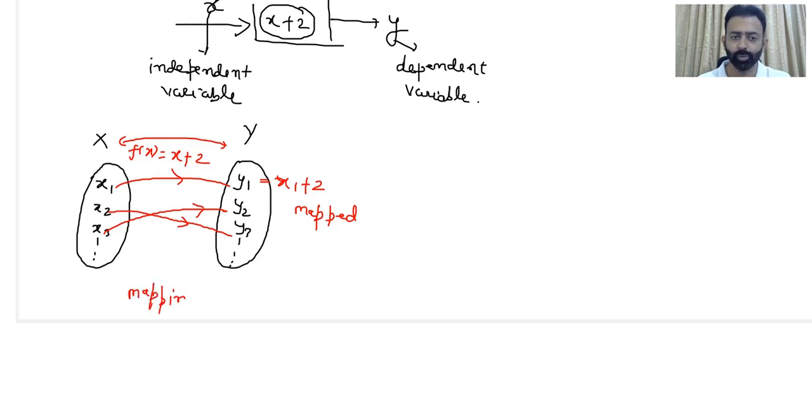How the input and output variables are related to each other, are connected to each other. How are they connected? According to the definition of the function x plus 2. Okay, so this is called mapping. This is one kind of mapping.